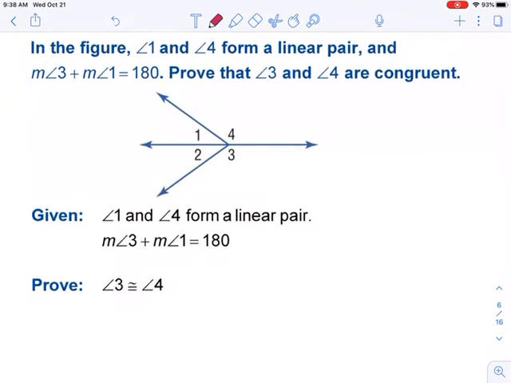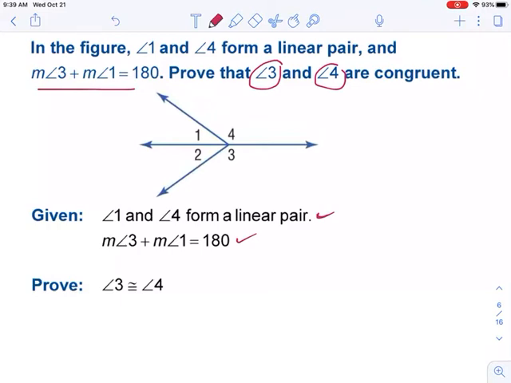In the figure, angle 1 and angle 4 form a linear pair, and angle 3 plus angle 1 equal 180. Prove 3 and 4 are congruent. All right, given angle 1 and 4 form a linear pair. Angle 3 plus angle 1 equals 180. We're going to prove 3 and 4 are the same. I believe it's on the next page.